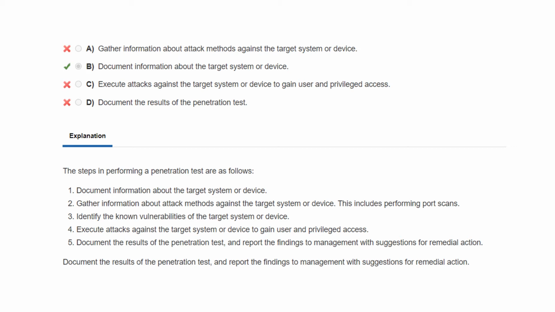Another point to note is that documenting the results of the penetration test and reporting the findings to management with suggestions for remedial action is obviously very important.